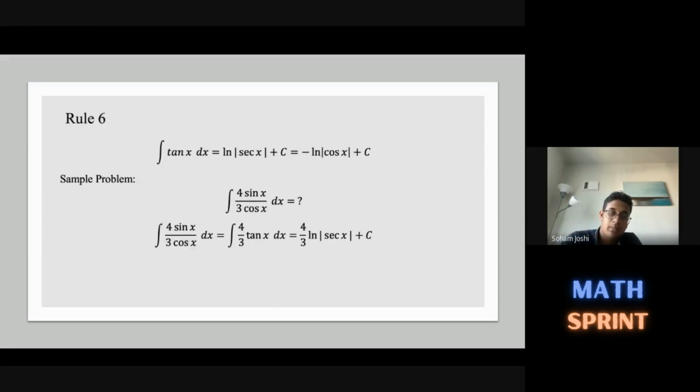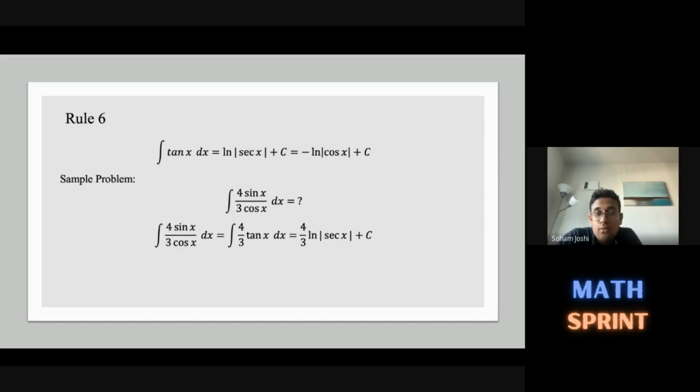All right, rule number 6. When we integrate tan x with respect to x, we get ln|sec x| + c, which is also equal to minus ln|cos x| + c, if you know your laws of logarithms. So let's do a sample problem.